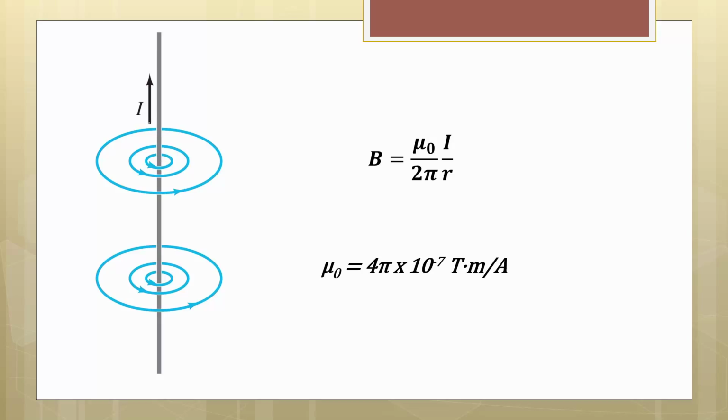So here is our picture for the magnetic fields around a current carrying wire, and again, if we point our thumb in the direction of the current, then our fingers will curl around in the direction of these looping magnetic fields. So we've looked at that already. Now we're going to look at the magnitude of the magnetic field.